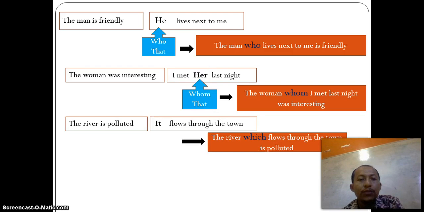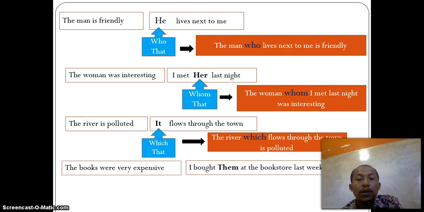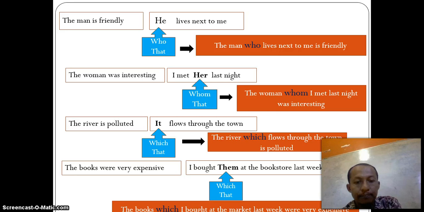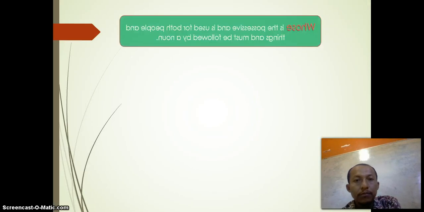Okay, and this one: the river is polluted. It flows through the town. So it's for the subject, so we have to use which. And also we can use which for the object of things. For example, the books were very expensive. I bought them at the bookstore. Why use them? Because the objects of things are plural, the books.